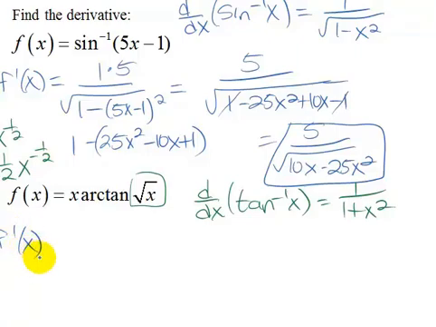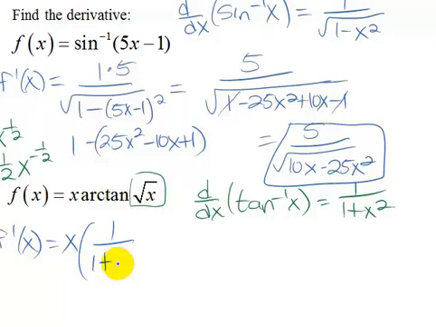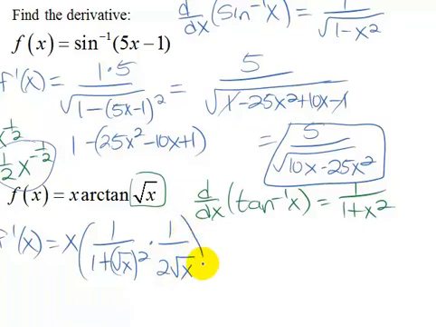We have a product rule, which is going to be first times the derivative of the second. So the derivative of arctangent of the stuff is 1 over 1 plus the stuff squared, and then multiplied by the derivative of the stuff, which is right here, which we can express as 1 over 2 square root of x. And then plus the second, which is arctangent of square root of x, multiplied by the derivative of the first, and the derivative of x, of course, is just 1.